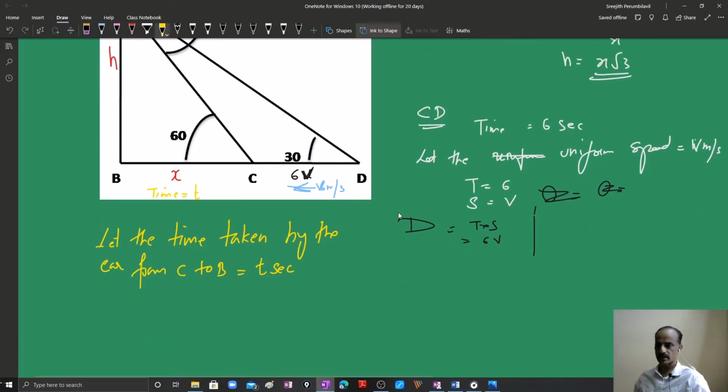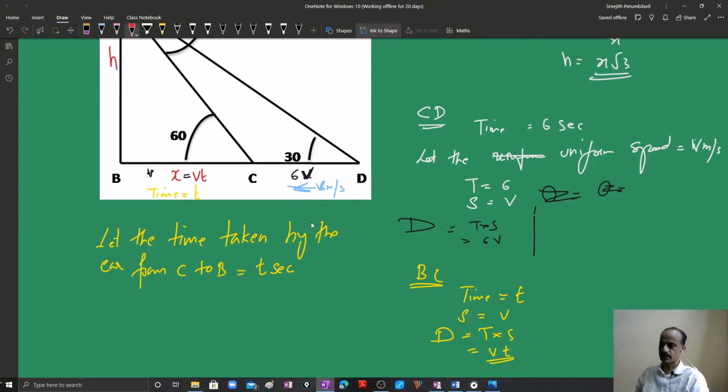Now, just as we did for CD, let us talk about BC. The time taken is t seconds and the speed is V again. Therefore, what is the distance? Distance is equal to time into speed, that is Vt. Same as we got here. So this distance is Vt. That is, x is equal to V into t.